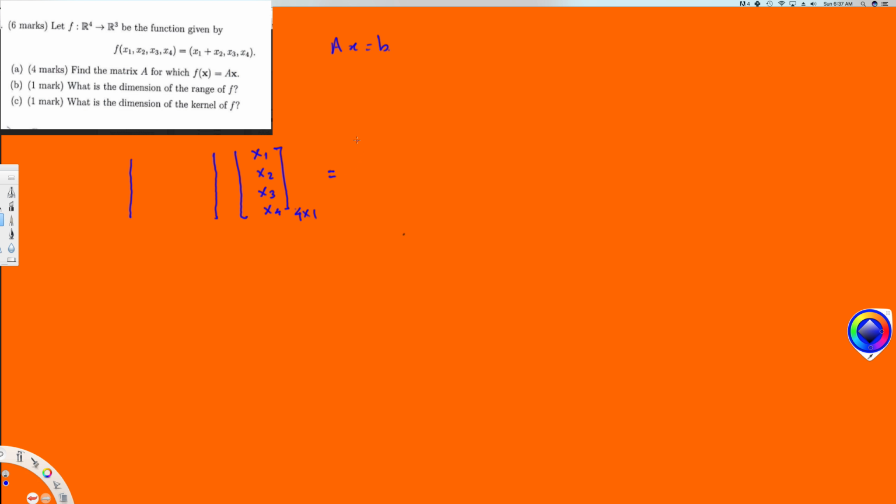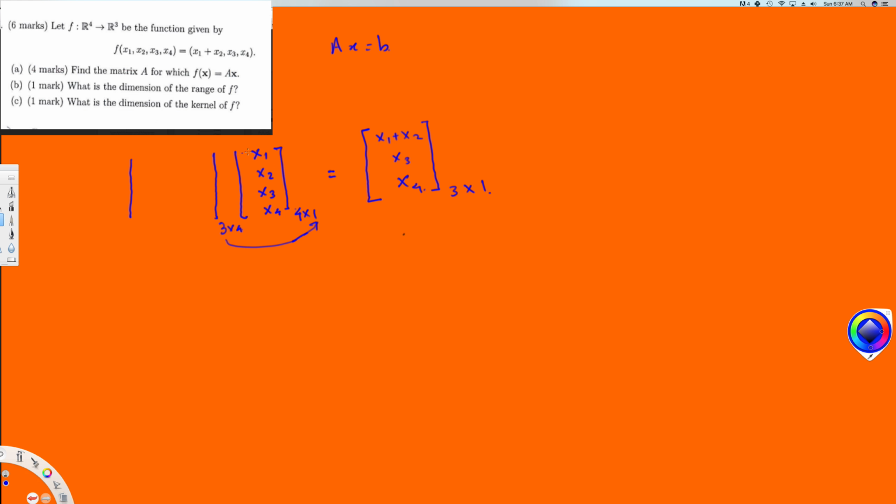And then this is equal to x1 plus x2, then we have x3, then the third one is x4. So this is a 3 by 1 matrix. So the matrix we are going to get is 3 by 4, because when we multiply both of them we are getting 3 by 1, right? So that's how we assume.